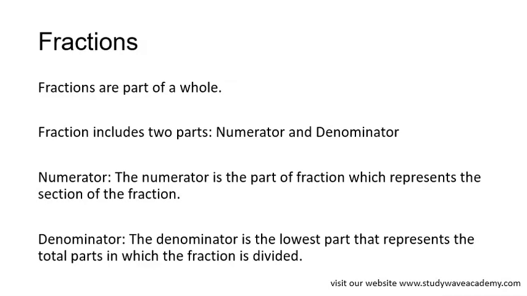The numerator is the part of the fraction which represents the shaded part. And the denominator is the lower part that represents the total number of parts into which the fraction is divided. Now, the denominator represents the whole that is divided into different parts, okay? So do we understand that?